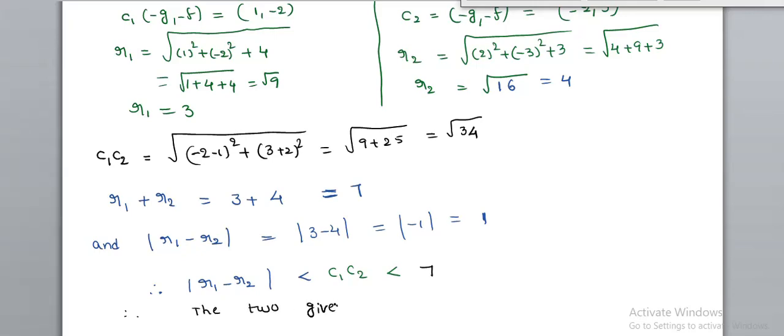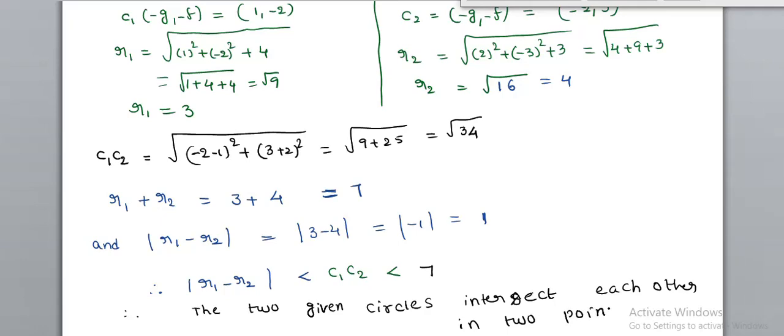Therefore, the two given circles intersect each other in 2 points. How many points? In 2 points. That means the number of tangents is 2. That is the diagram. Two tangents. Touch only two tangents.